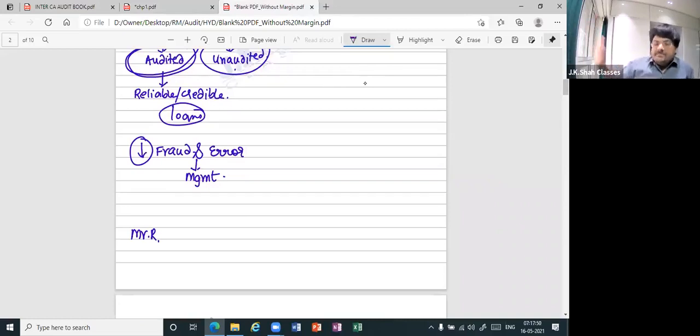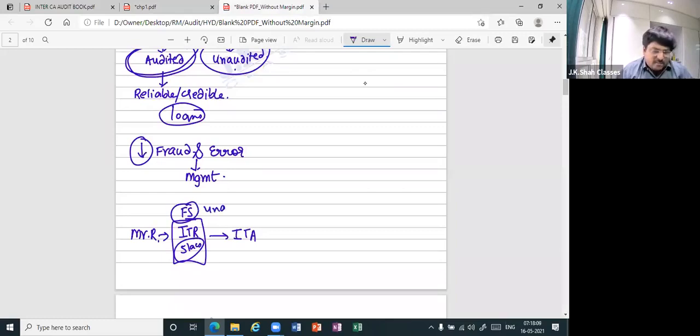There is something like income tax authority. Say I am an assessee, Mr. R. I have to file my income tax return along with my financial statements to the income tax authority. Say I told them my tax liability is 5 lakhs as per me, and whatever financial statements I have sent, say they are unaudited.